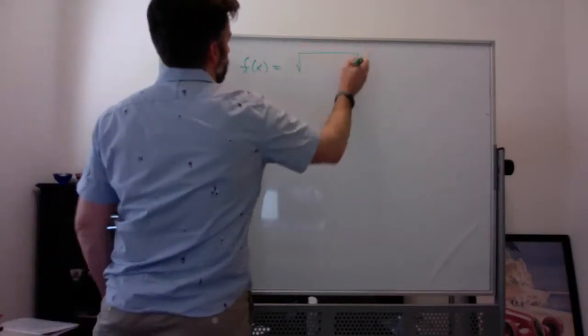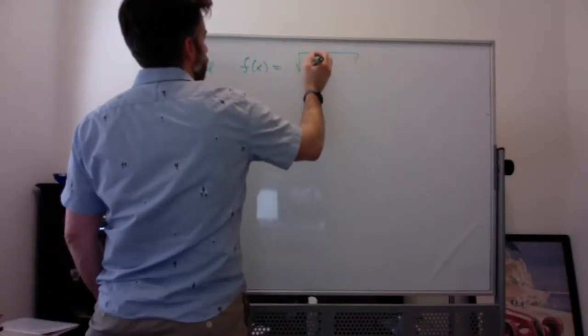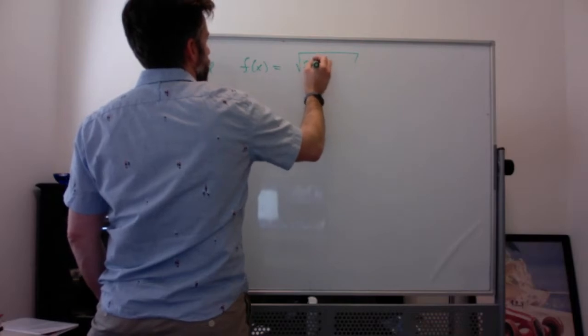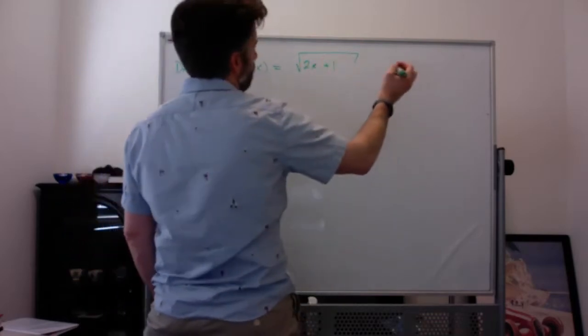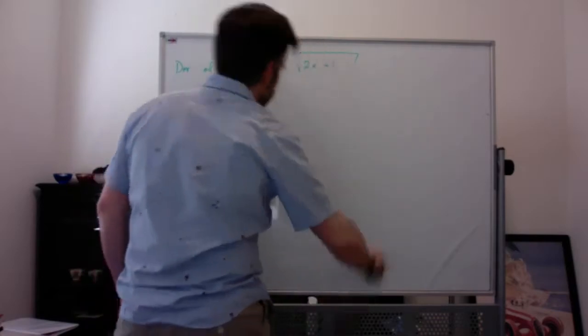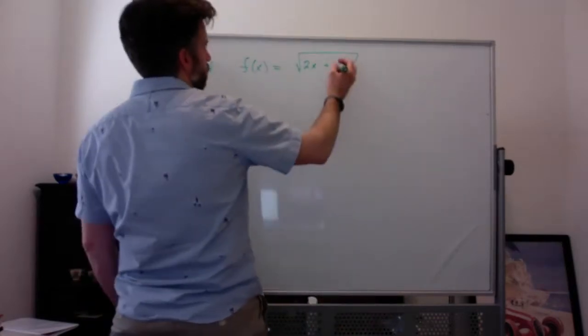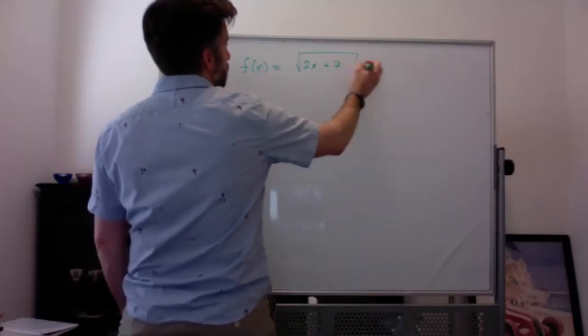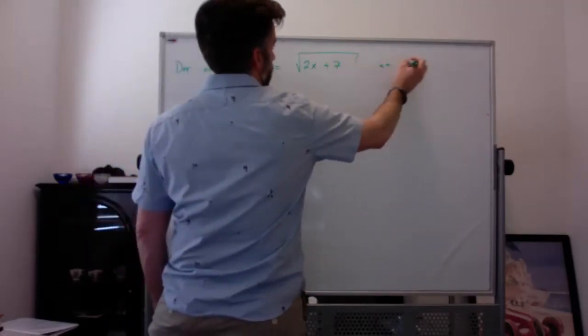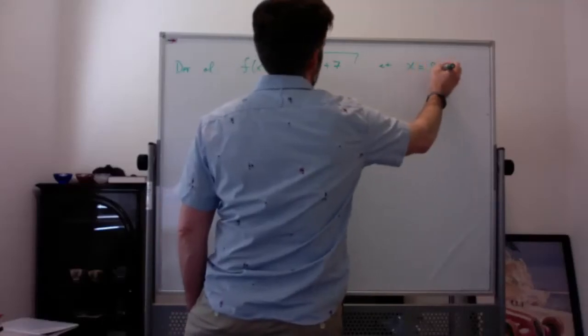The square root of 2x plus 1. That's so boring, James. Sorry, I always come up with the same examples. They get old. Let's do the square root of 2x plus 7 at x equals 9.